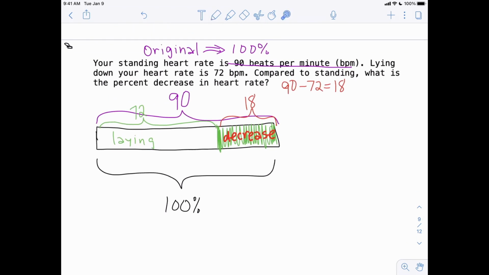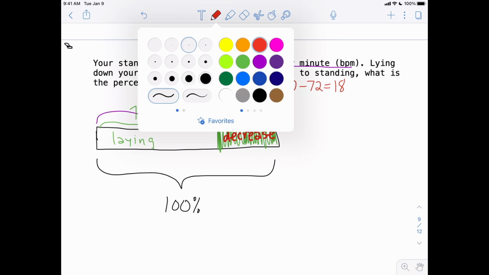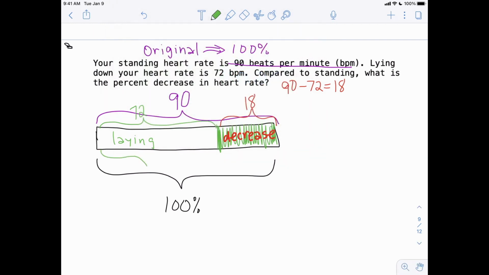But that's not the answer, because what we've got is 90 beats represents 100%. 72 represents an unknown percent. We don't know what percent 72 beats is, so I'm going to put a question mark there. And we also don't know what the 18 represents as a percent. So we've got these two unknowns, and technically we could get either answer, and either answer will lead us to the correct answer. But at this point, the most efficient way is to think about this: it's asking what is the percent decrease, which means, well, we know the actual decrease was 18. So we need to convert that 18 into a percent.